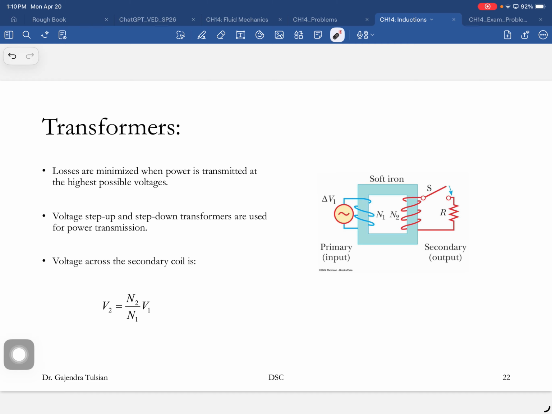So transformers work only for AC currents. So what's going on? If this is 100 times greater than that, the output voltage is 100 times greater than the input voltage. Are you getting free lunch? We all know the answer to that. So what's going on?